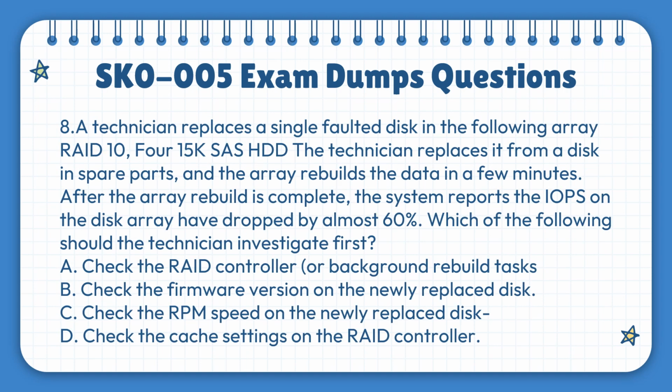8. A technician replaces a single faulted disk in the following array: RAID 10, 15K SAS HDD. The technician replaces it from a disk in spare parts, and the array rebuilds the data in a few minutes. After the array rebuild is complete, the system reports the IOPS on the disk array have dropped by almost 60%. Which of the following should the technician investigate first?